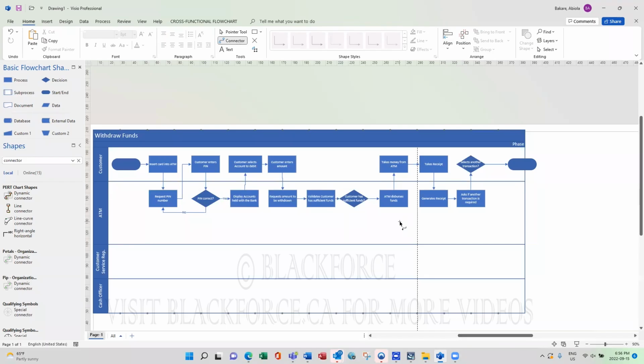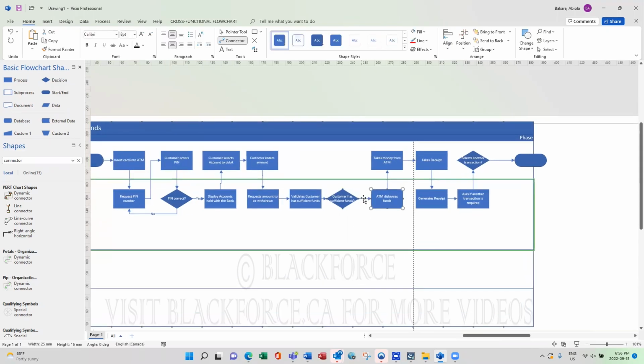Let's come to this other one here. If the customer has enough funds, then the ATM will disburse the funds. So in here, what do we put in here? In this arrow that leads to ATM disbursing funds.